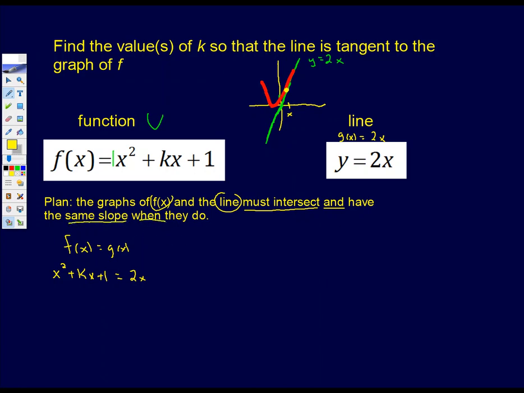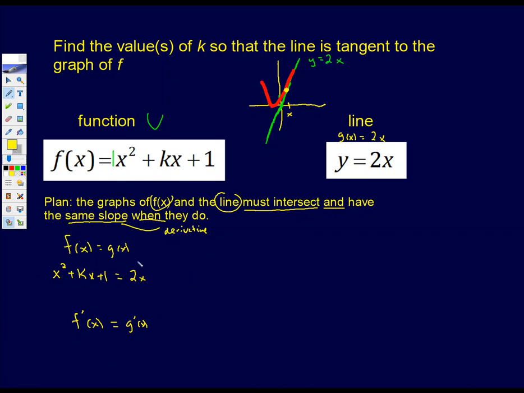Okay? And as soon as you see slope in calculus class, you've got to think derivative. All right? So my other plan is I need to know when the derivative of f coincides with the derivative of g, because when they are intersecting, they must have the same slope. So my other equation is going to be the derivative of f. I'll just use my power rule.